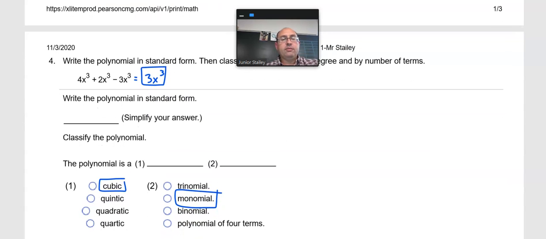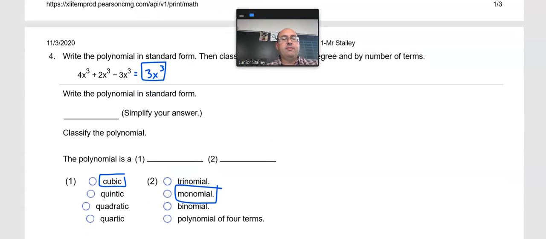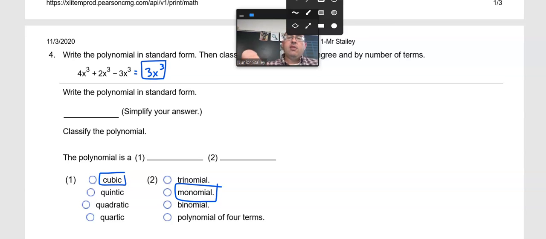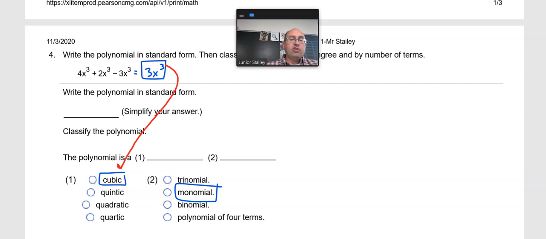Question 4. Oh man, I showed him the answer. Yep, folks, that goes back to what we did in the first example. It is a third degree polynomial, so that makes it the cubic version, and because there's only one term, it is a cubic monomial. So that one wasn't too terribly challenging, especially since we already did one just like it.